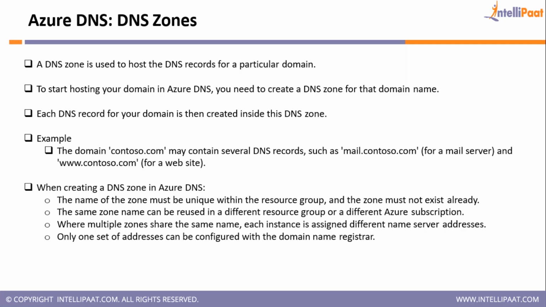The second line makes it even clearer. The same zone name can be reused in a different resource group or a different Azure subscription. So if I have another resource group in the same subscription, ipdemo rg02, I can create abc.com as a DNS zone in that resource group. It allows you to do that.